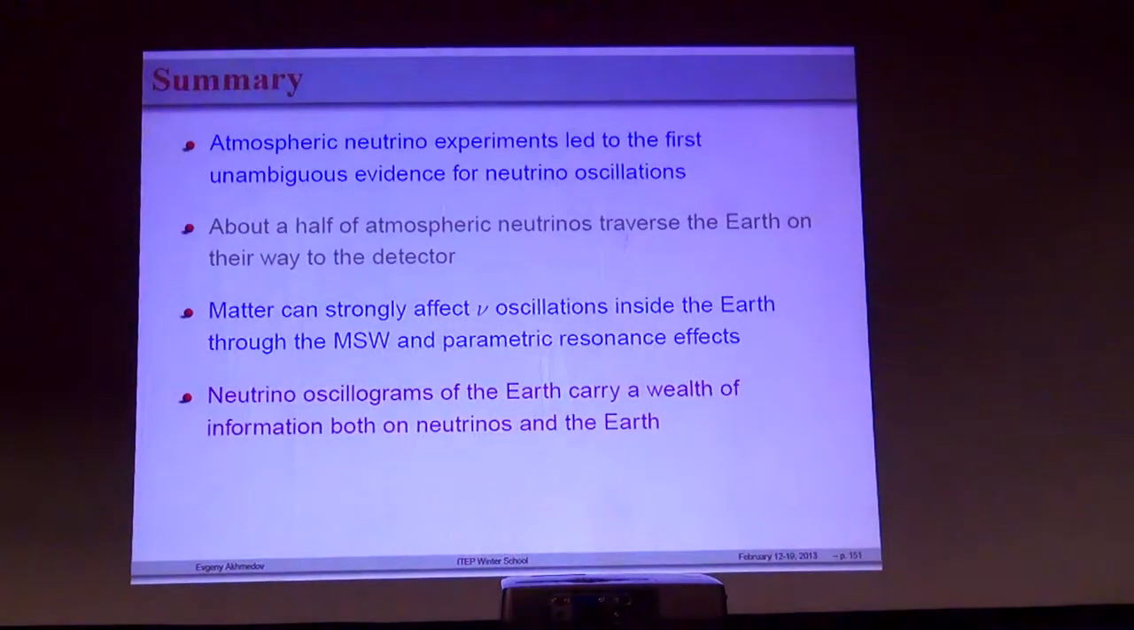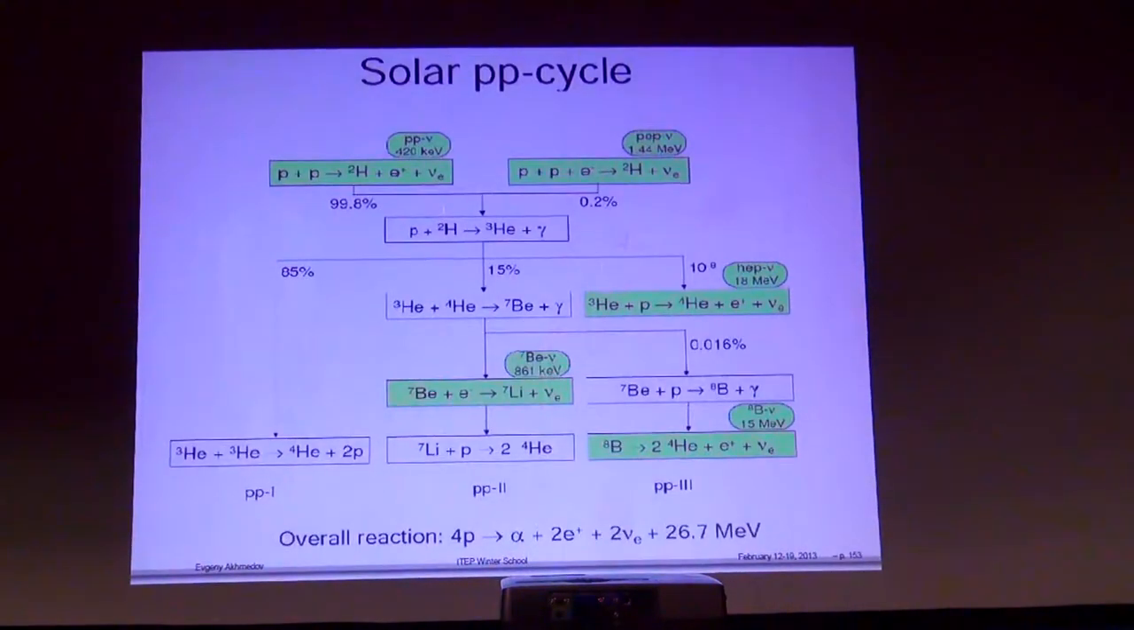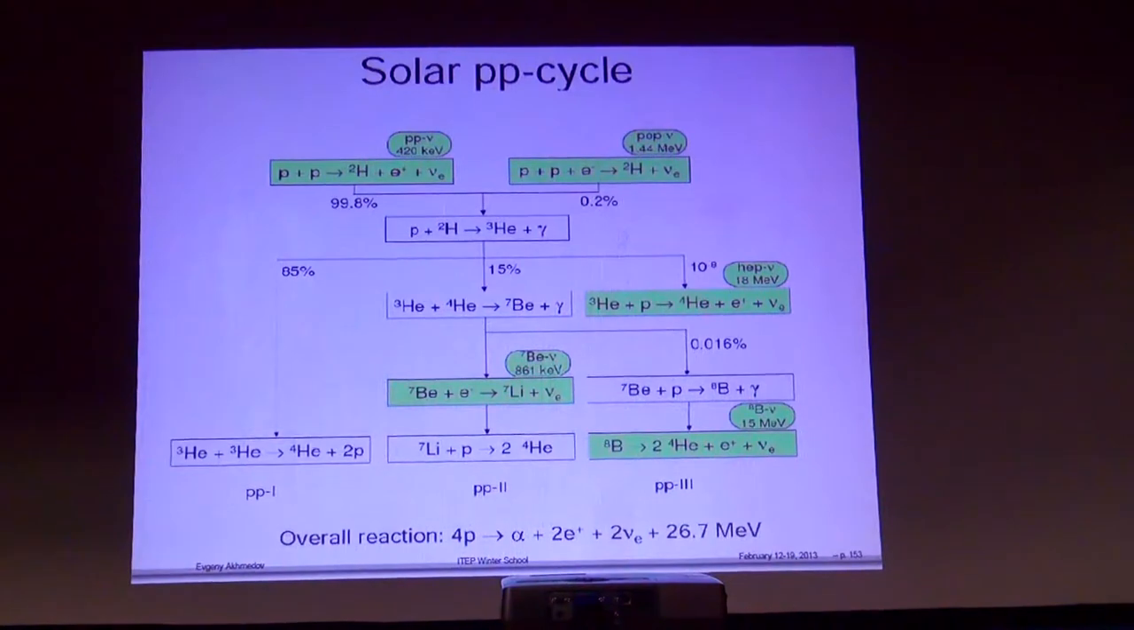Okay, now let me go to solar neutrinos. The solar energy is produced mostly in the hydrogen cycle, in which you see the reactions of the cycle here. The bottom line of all these reactions starts with two protons hitting each other, producing deuterium, an electron and a neutrino. Then the P-E-P reaction, which is similar, except that the electron is on the other side. And then there are some other reactions.